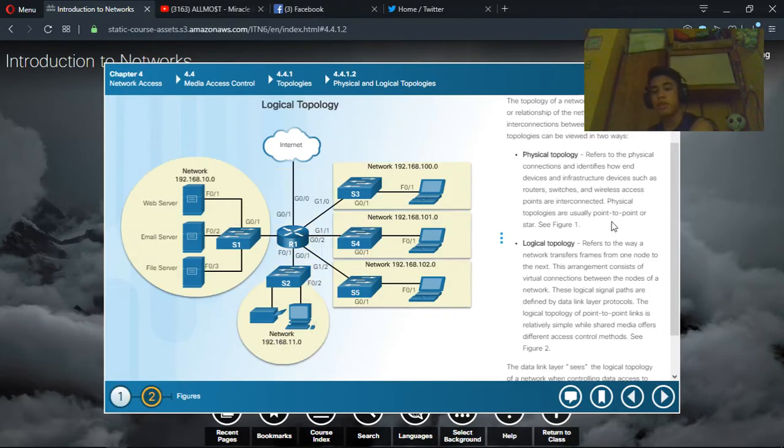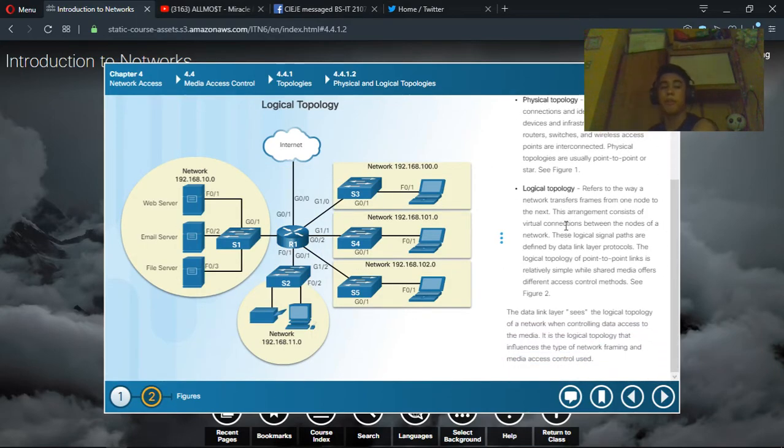The logical topology is more on the logical representation, with specific ports and network IP addresses, what IP it is connected on, and what type of media is used to connect to that device.